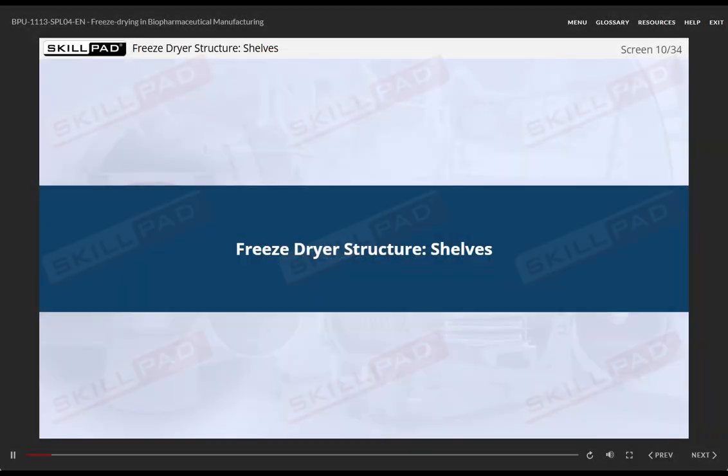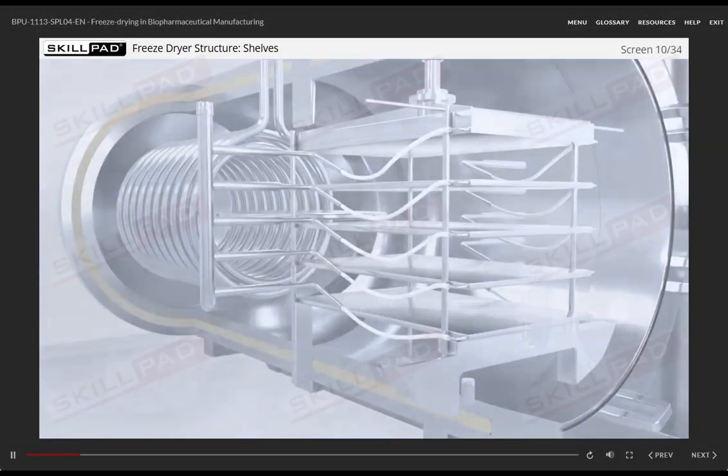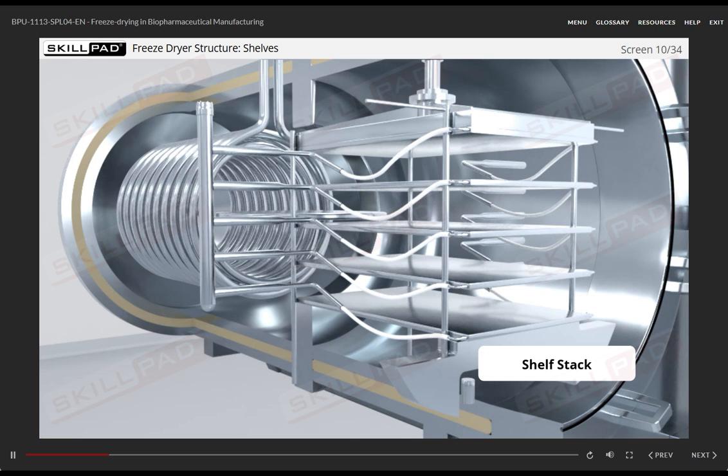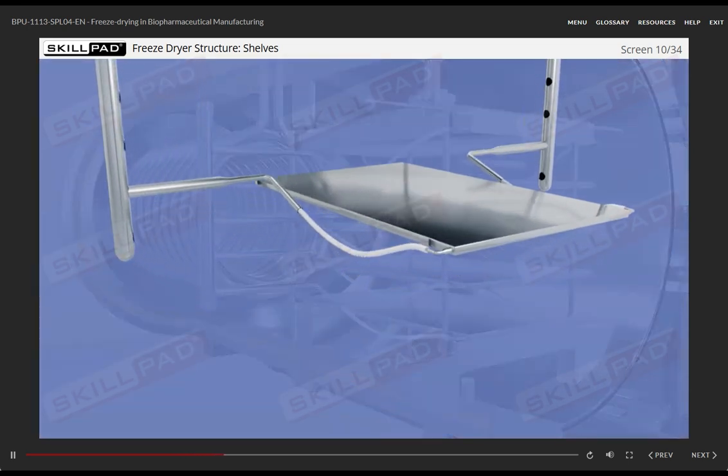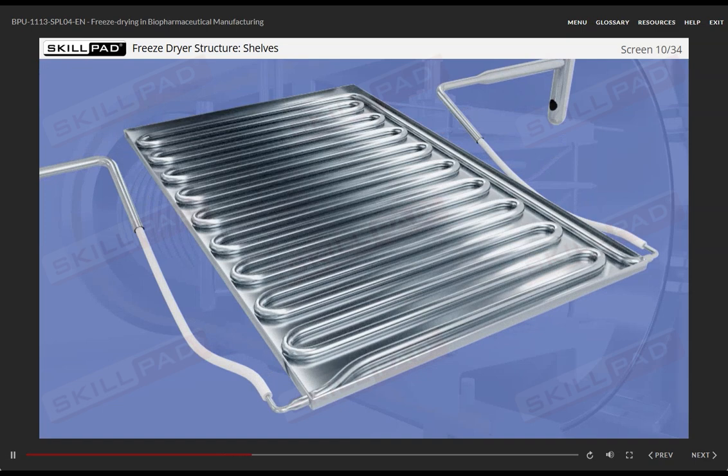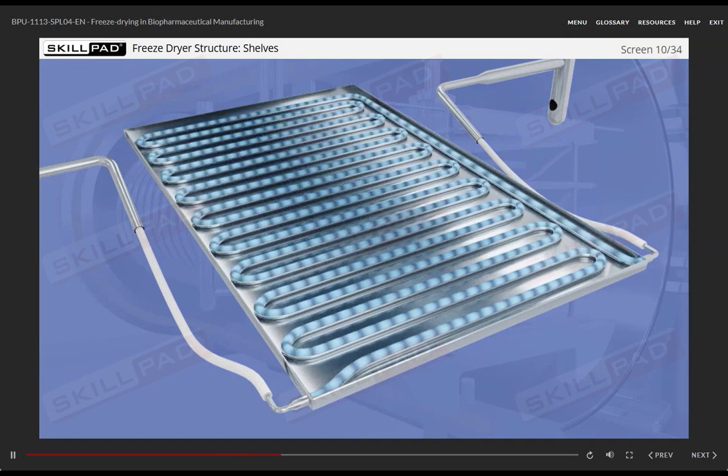Freeze-dryer structure, shelves. The chamber contains a hydraulically controlled series of product shelves called a shelf stack. The product is placed on these shelves. The shelves have internal tracks through which a heat transfer fluid flows to either heat or chill the product.